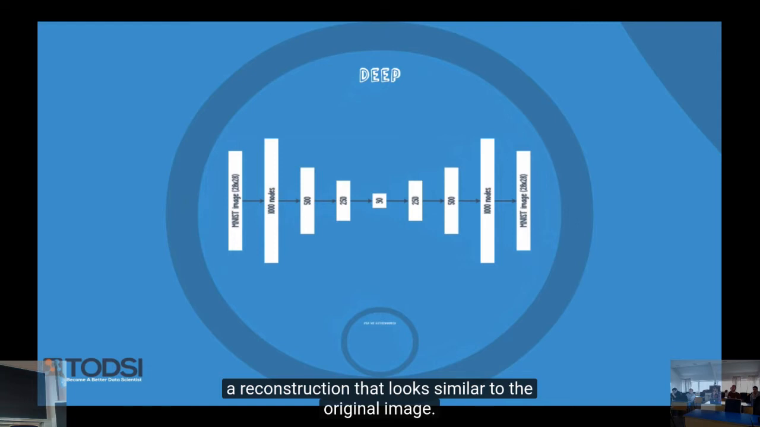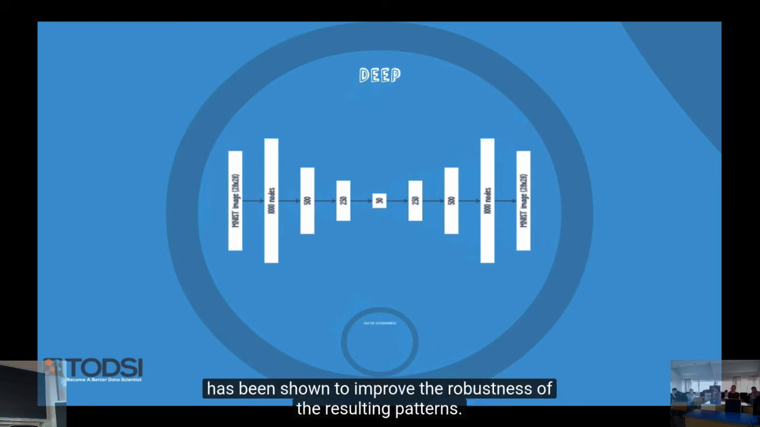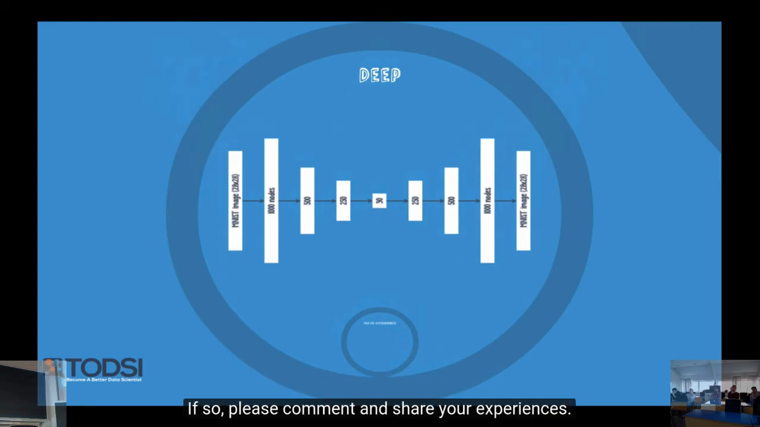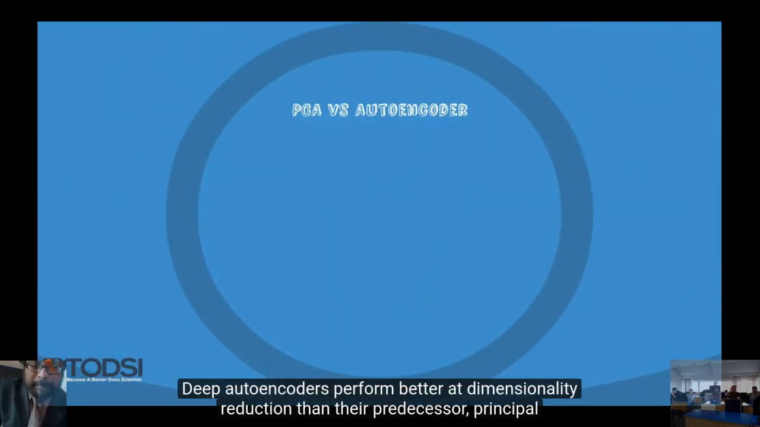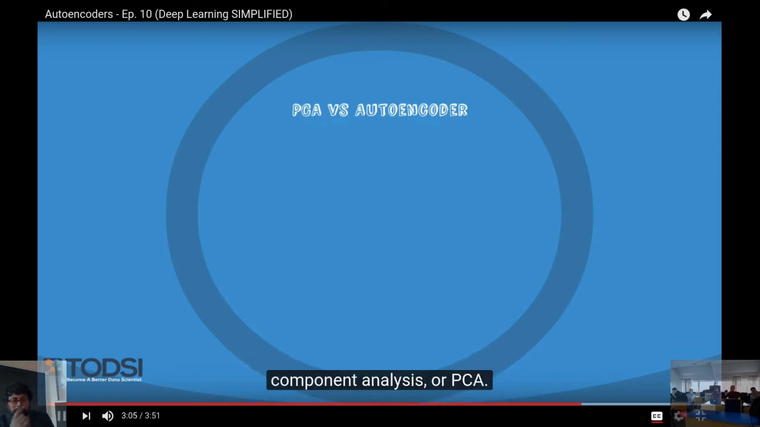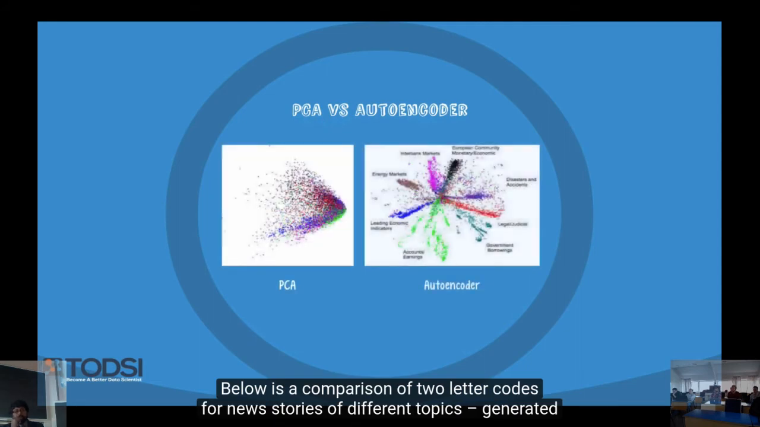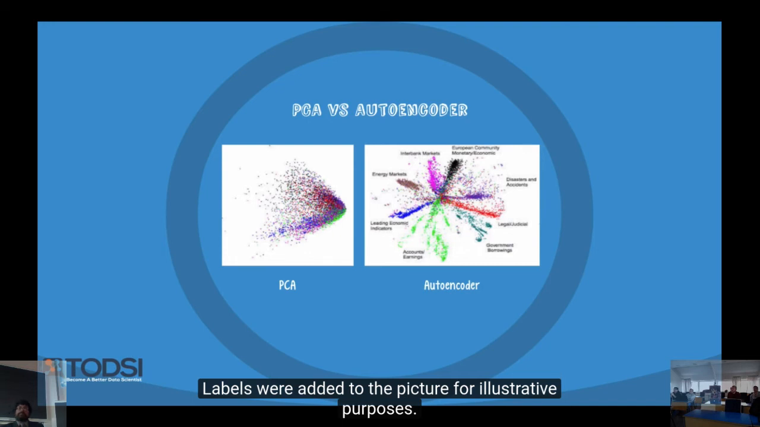Certain types of nets also introduce random noise to the encoding-decoding process, which has been shown to improve the robustness of the resulting patterns. Have you ever needed to use an autoencoder to reduce the dimensionality of your data? If so, please comment and share your experiences. Deep autoencoders perform better at dimensionality reduction than their predecessor, principal component analysis, or PCA. Below is a comparison of two-letter codes for news stories of different topics, generated by both a deep autoencoder and a PCA. Labels were added to the picture for illustrative purposes.